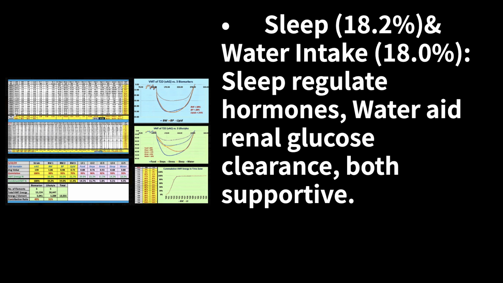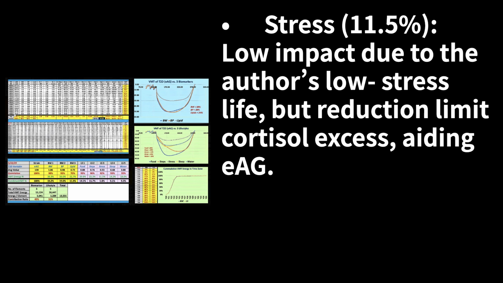Sleep, 18.2%, and water intake, 18.0%: sleep regulates hormones. Water aids renal glucose clearance. Both are supportive. Stress, 11.5%: low impact due to the author's low stress life, but reduction limits cortisol excess, aiding EAG.